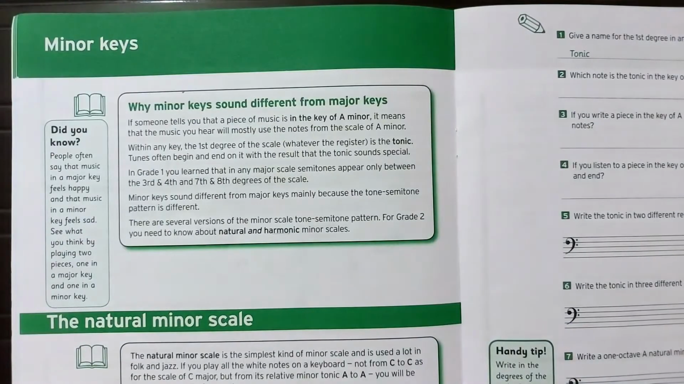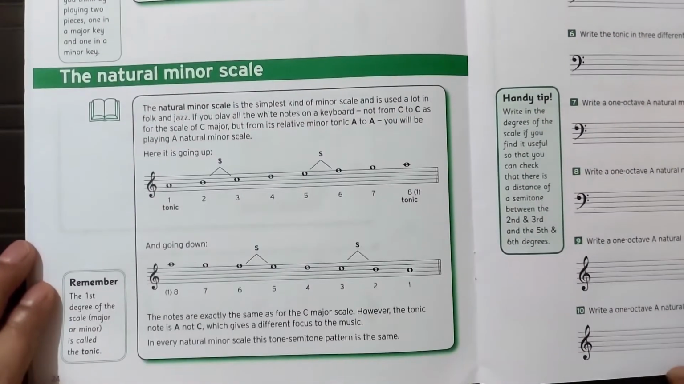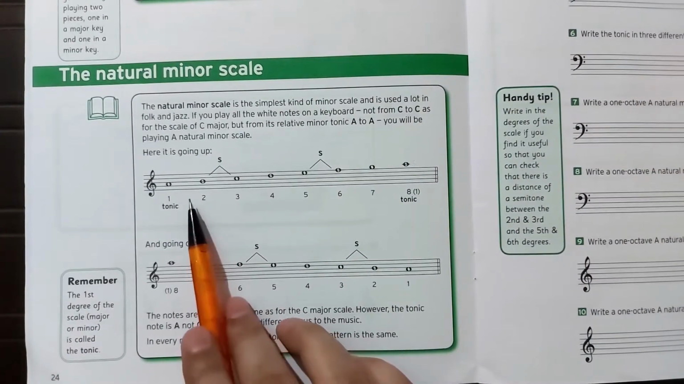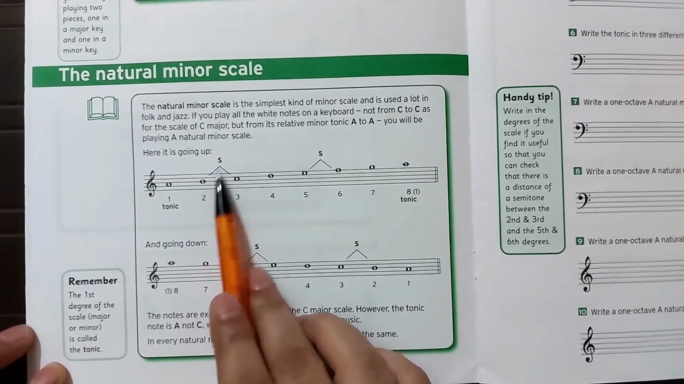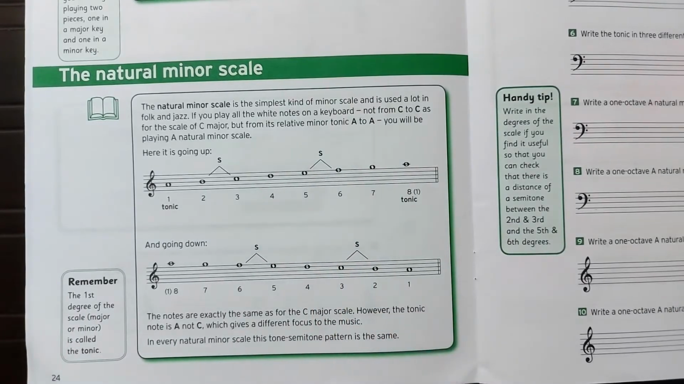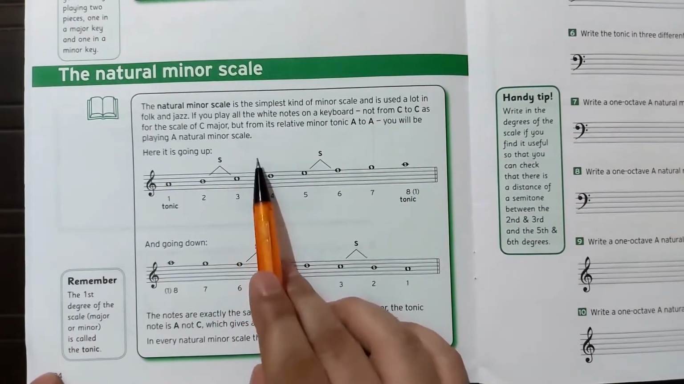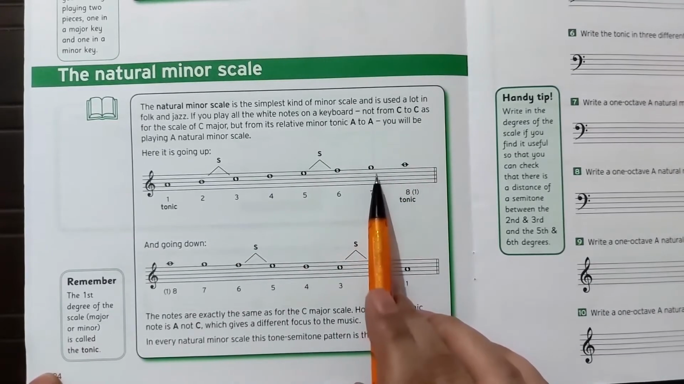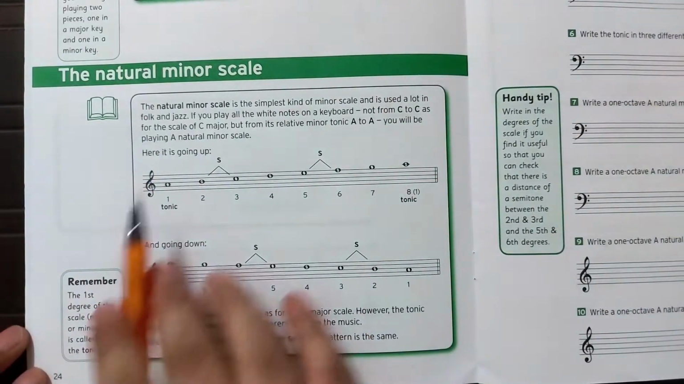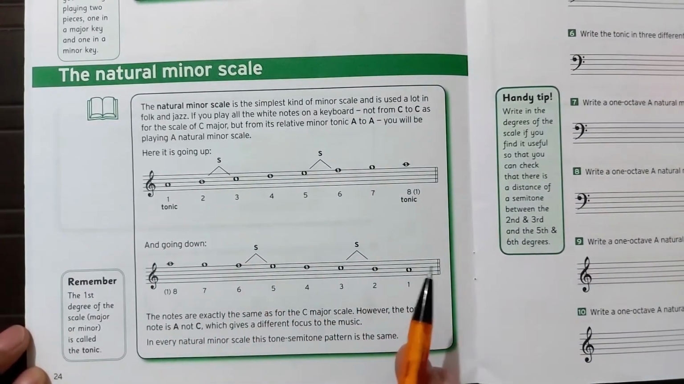Now if we go further in the exercises, you will see the natural minor. See, this is what I told you. The formula is that the second and third note is a semitone and the fifth and sixth note is a semitone, whereas in the major scale the third and fourth was a semitone and the seventh and eighth was a semitone. Okay, so you can learn this. This is very easy. There's nothing much in that.